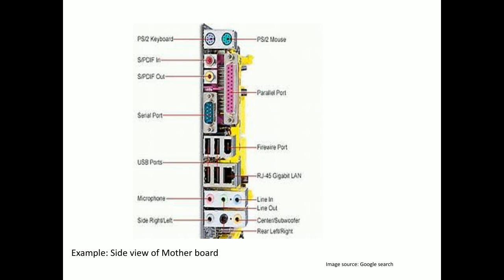This is the side view of the motherboard. You can see the different ports: keyboard, mouse ports, serial port, parallel port, ports for microphones, and USB ports. These ports are placed in an integrated way, meaning they are placed closely, but each is separate. I'm highlighting this because the placement of these will not be done directly at the architecture part. They will plan where exactly these ports should come.